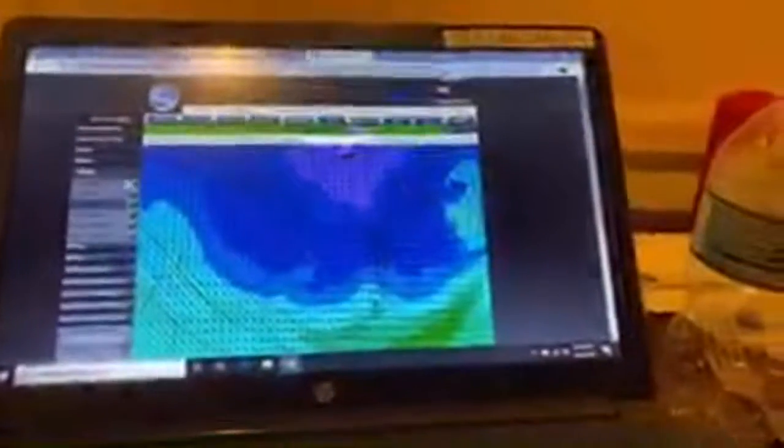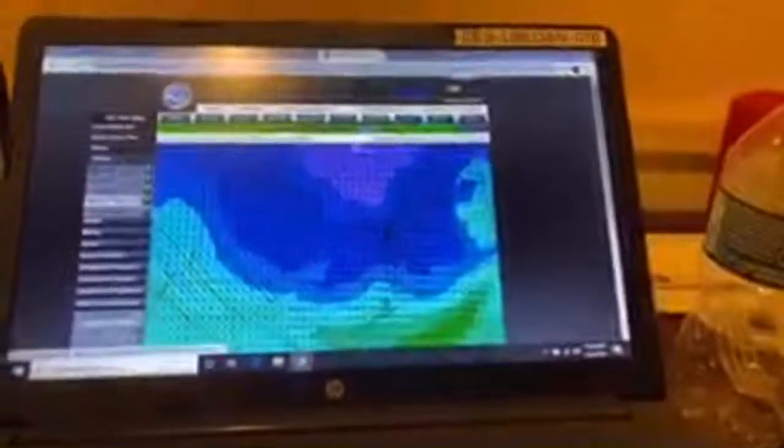Right here, all right. You see how there's cold air wrapping in, especially here. So right here, there's a storm. Here you're having cold air wrapping.